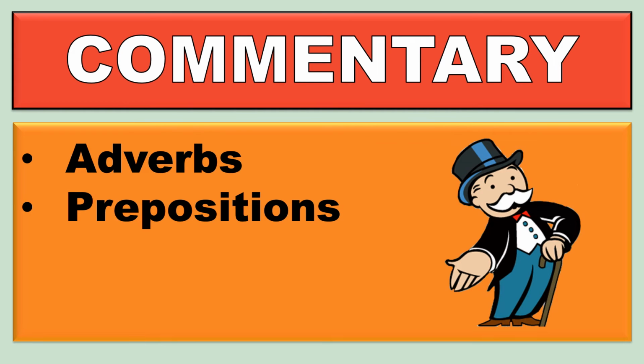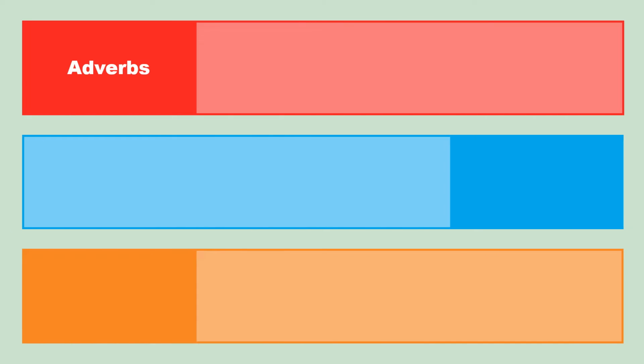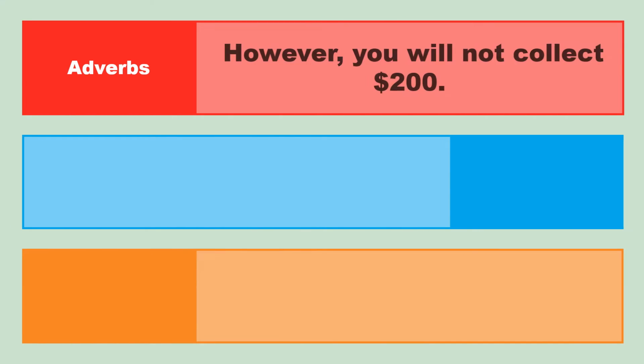adverbs, prepositions, or rather prepositional phrases, or subordinating conjunctions. Let's take a look at examples, beginning with the adverbs we have here. However, you will not collect $200. And you see we begin with the word however, which is an adverb. And for that introductory element, we close it out. So whenever you begin with an adverb, you close that out with a comma.